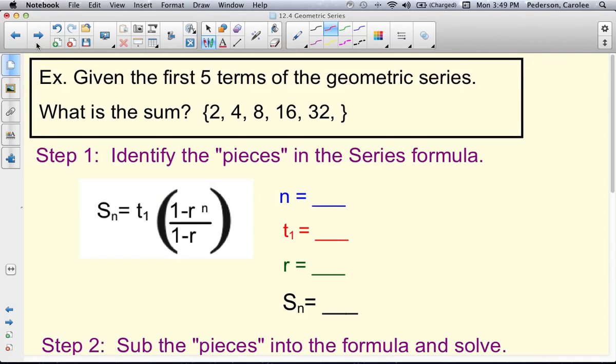So here's our example. Given the first 5 terms of this geometric sequence, what is the sum? Now, true, we could take the time and add up these 5 terms and be done. But like I said, down the road, they're not going to be all this easy. So step 1 is to identify the pieces in the series. So n represents how many terms we have, which is 5. 5 total terms. T sub 1.